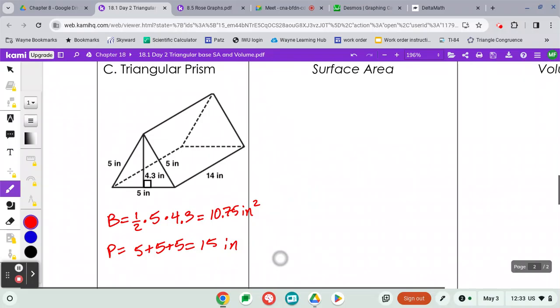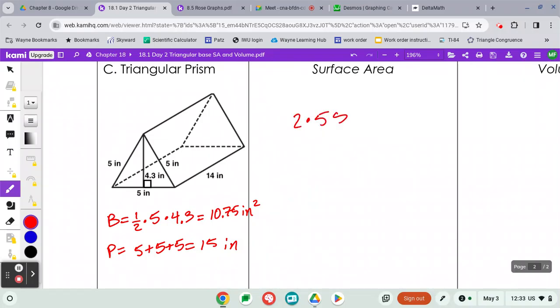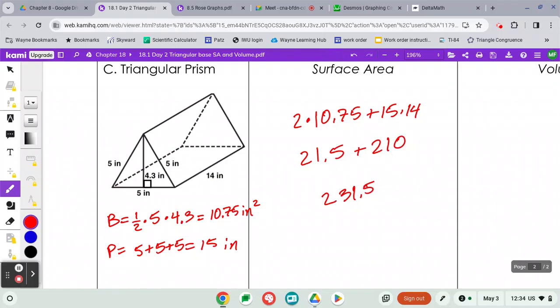All right, so we do 2 times b, 2 times the 55. Or no, not, that was the last one. Sorry, 2 times 10.75, okay? Plus 15 times 14. That's 21.5 plus 210. Get 231.5 inches squared.